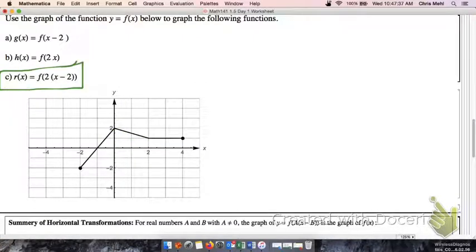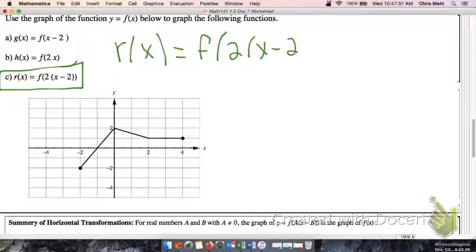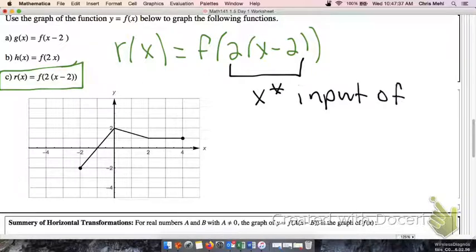Now lastly, we're going to graph r of x, which is defined as f of 2 times x minus 2. Okay, so r of x is f of 2 times x minus 2. Again, these are inside changes because all the factors and scaling are done inside the parentheses. And I will again call this 2 times x minus 2 x star, so this is an input of f. So x star represents all the things in the domain of f, and x is an input of r.